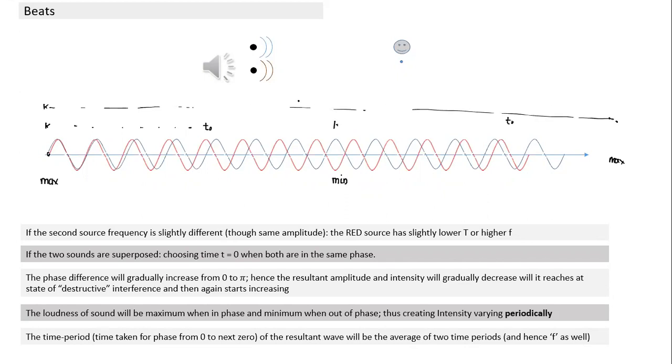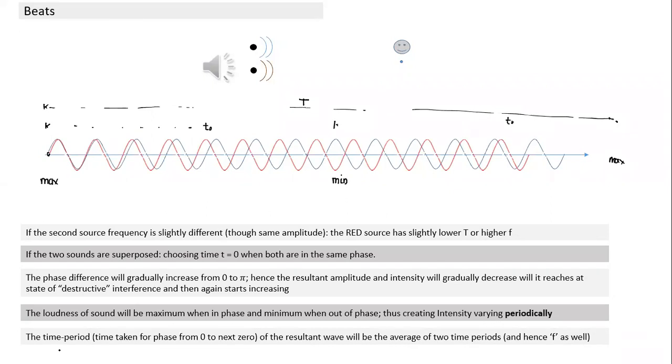So what is the time period of variation of intensity? It will be the time from one constructive interference to the next constructive interference, and the time from one maximum loudness to the next maximum loudness. That would be the time period of intensity varying.